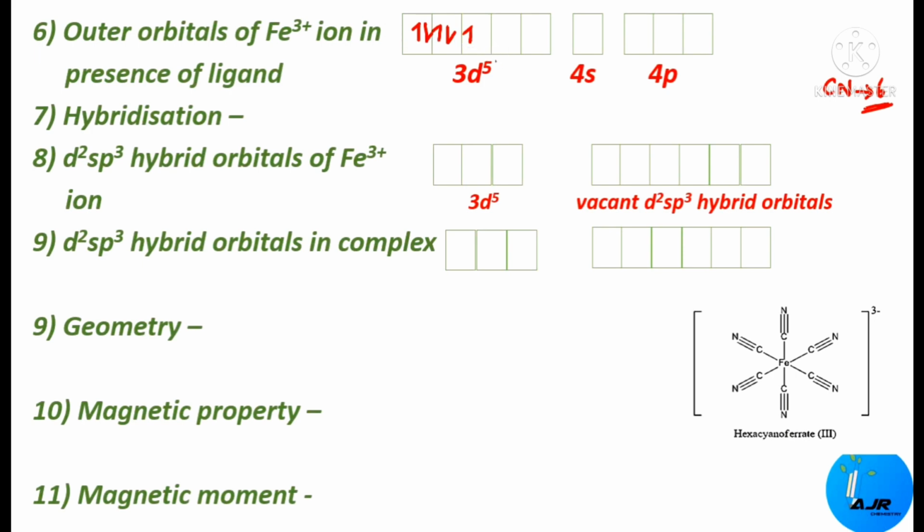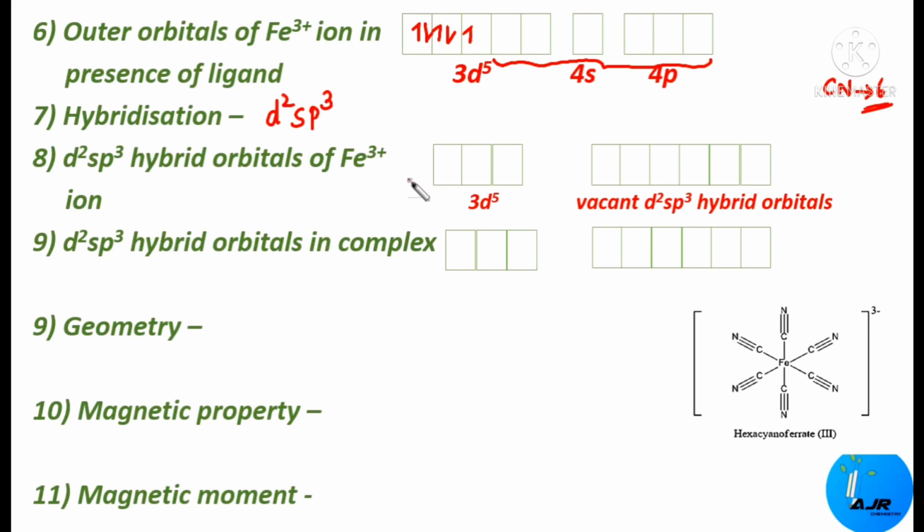See what orbitals are undergoing hybridization: the 2 d orbitals, 1 s and 3 p orbitals will undergo hybridization, and it forms d2sp3 hybrid orbitals. After this type of hybridization, all these orbitals will have equal energy as the orbitals of the ligand. So these are the d2sp3 hybrid orbitals, and these 1, 2, 3, 4, 5, 6 orbitals are vacant now. So this is the hybridization.